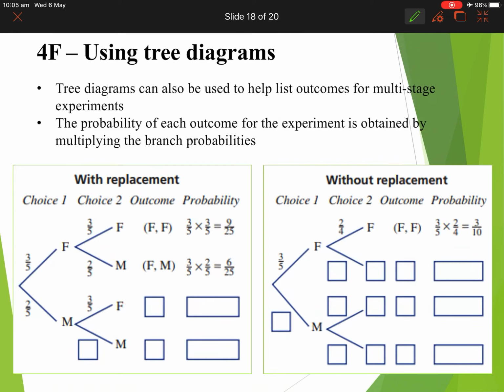Okay, so today we're doing 4F using tree diagrams. Hopefully you remember seeing these in the past couple of years in Year 8 and Year 9. Tree diagrams can also be used to help list outcomes for multi-stage experiments. Now, multi-stage means more than one.